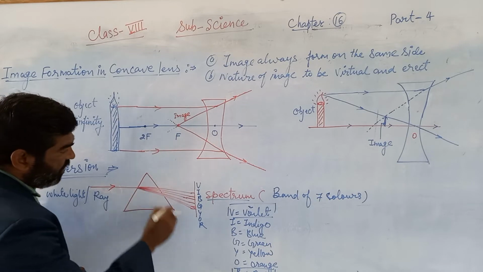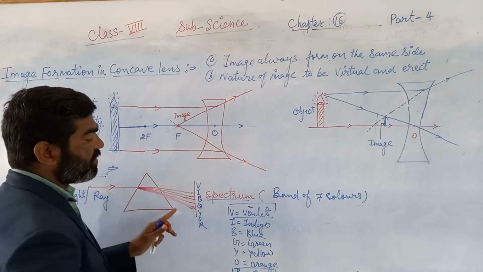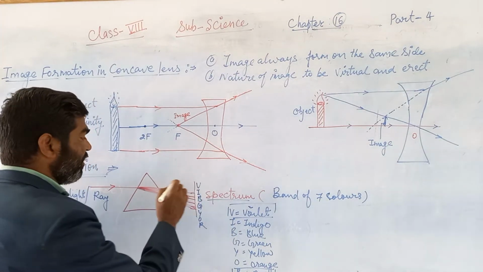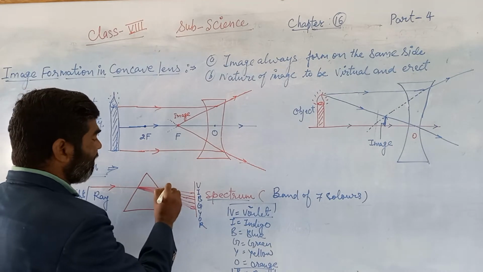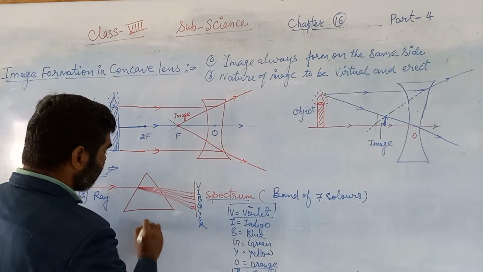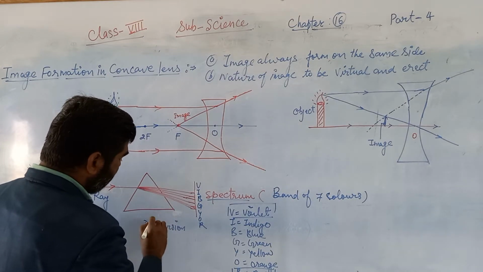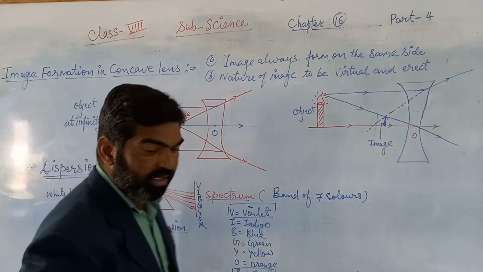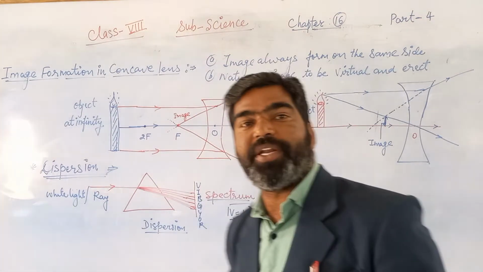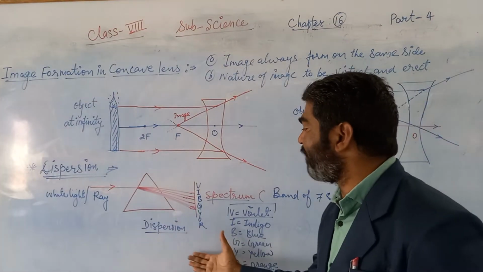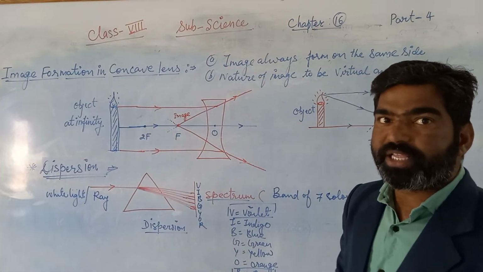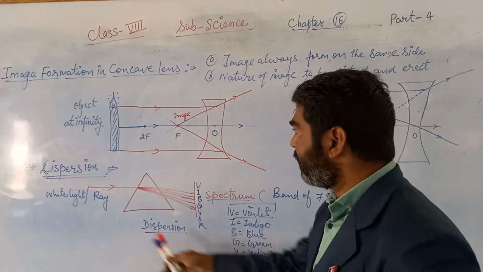So the process of splitting this white ray into the 7 colors is called what? This phenomenon is called dispersion. So dispersion means the splitting of a white light into the 7 different constituent colors is known as dispersion.